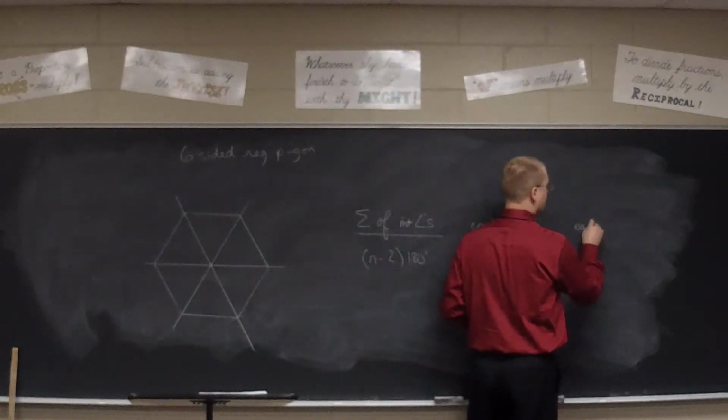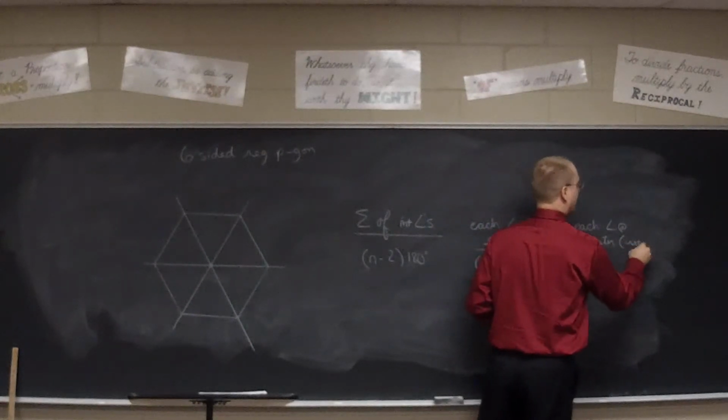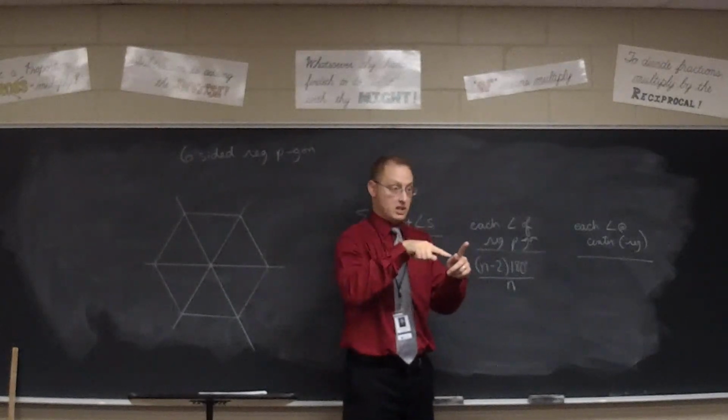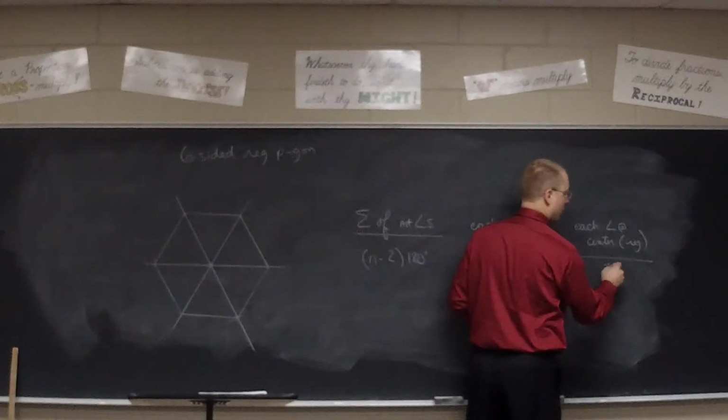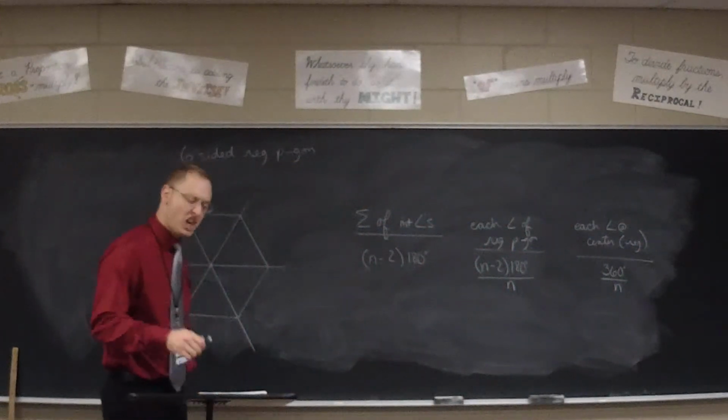And to find each angle at the center of a regular polygon, remember, how many degrees total at the center? 360. So it's just going to be 360 divided by n.